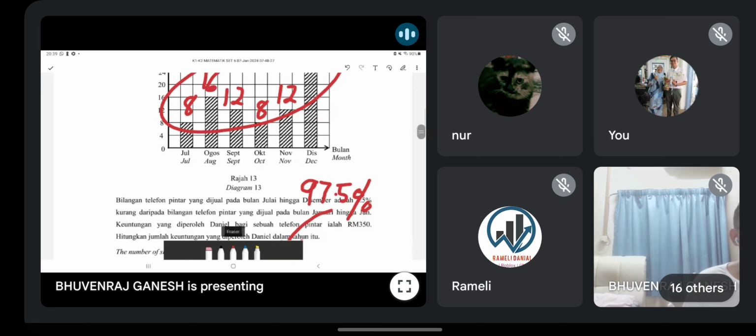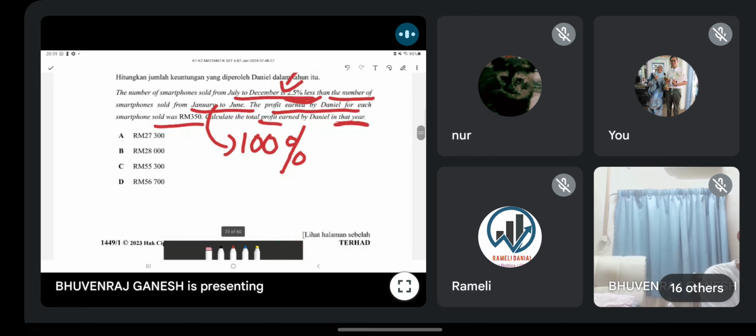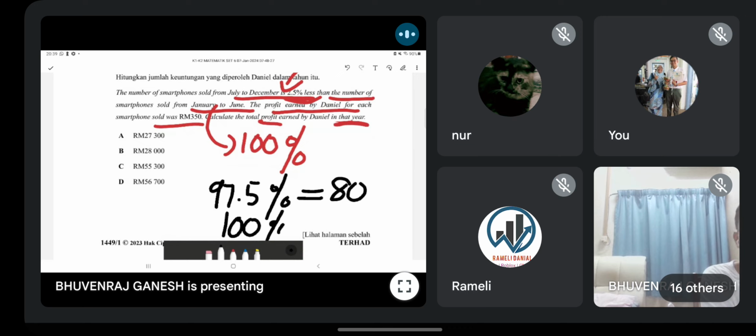Okay, so now, July until December is 97.5%. And you have 80 telefon. Okay, 80 telefon. So 100%, how many telefon? Can anyone tell me? Yang ni nisbah. You must know how to do the ratio. What is the answer here? Siapa boleh bagi tahu?